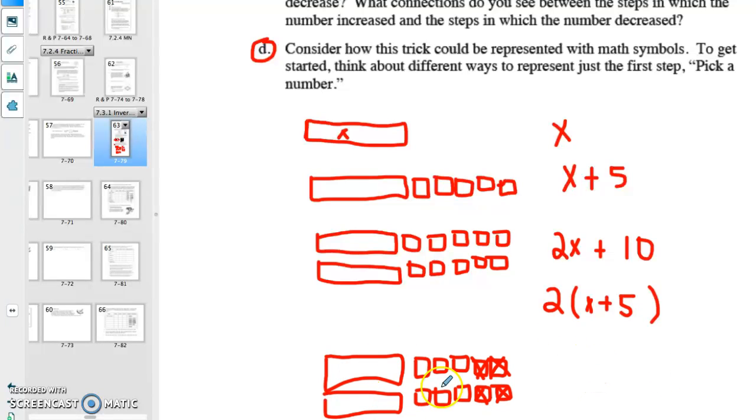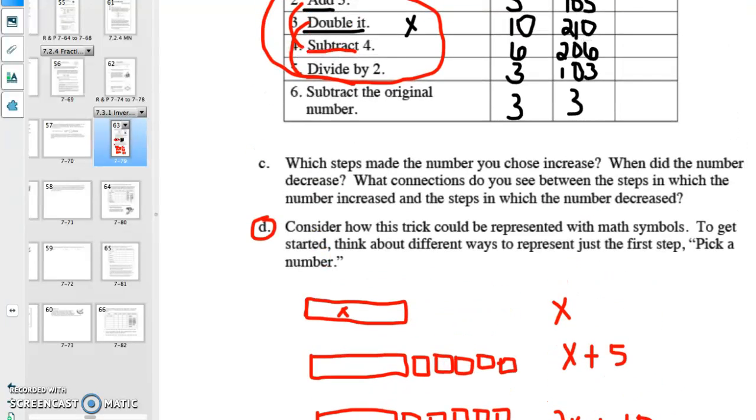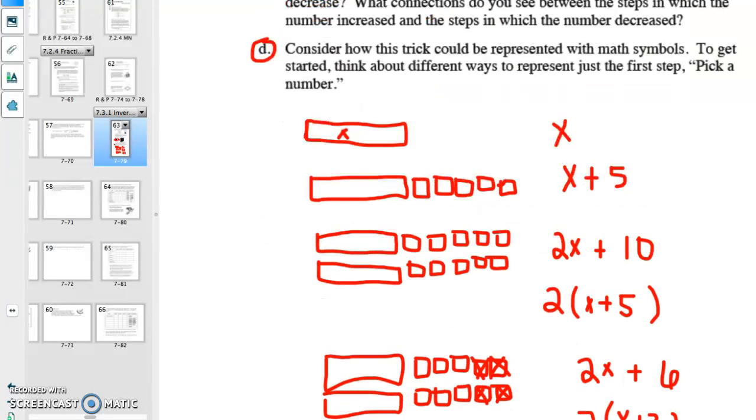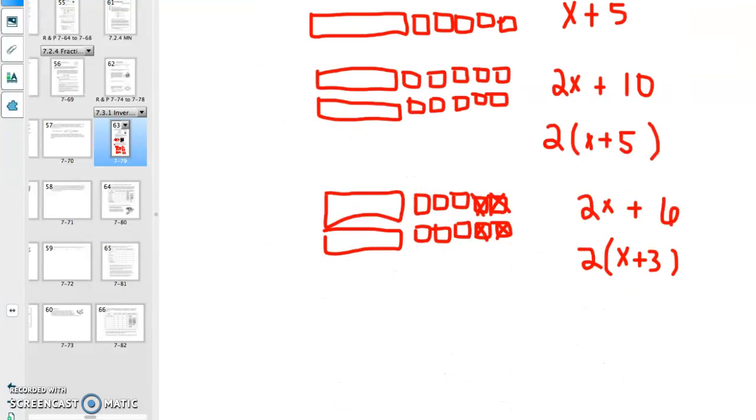We have to write the numerical expression. We could write it 2 ways. We have 2 X's plus 6. Or you could write that we have 2 groups, and what's in each group? Well, we have an X plus 3. Okay. The next step is that we have to divide that in half. So I'm going to show how I'm going to divide it in half.